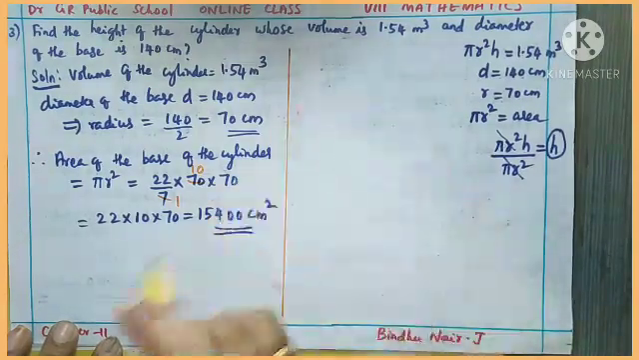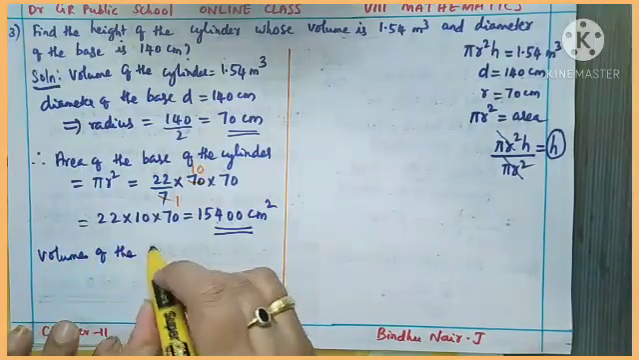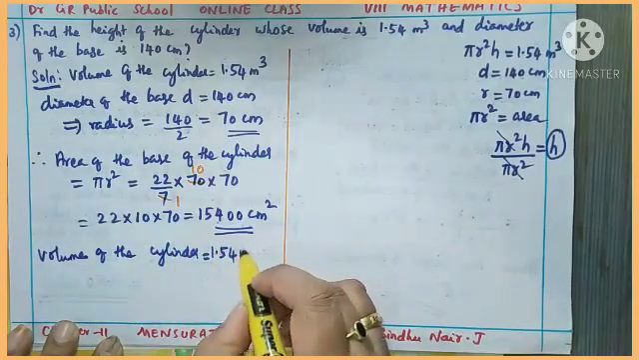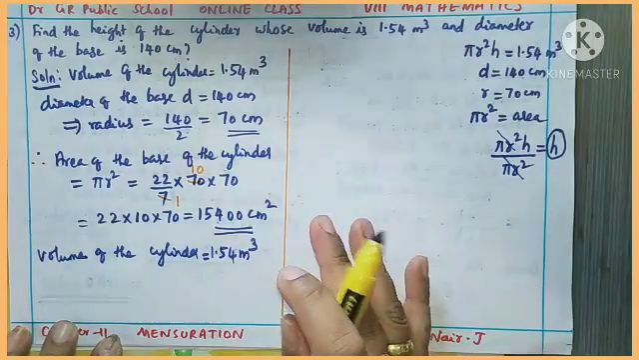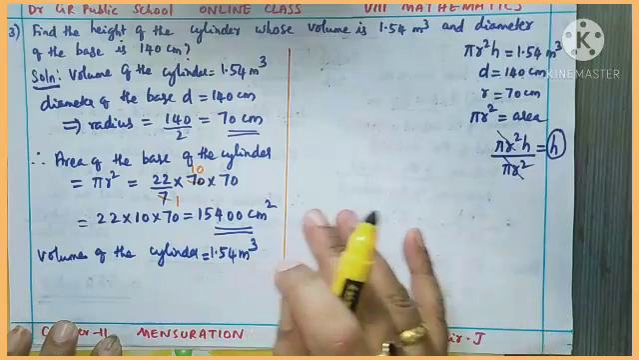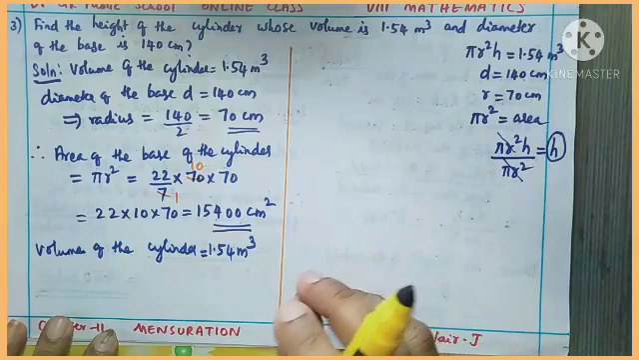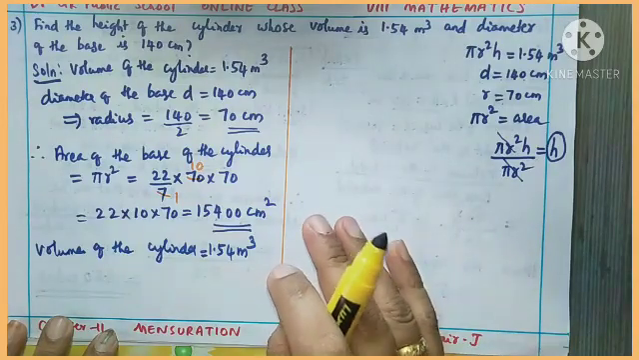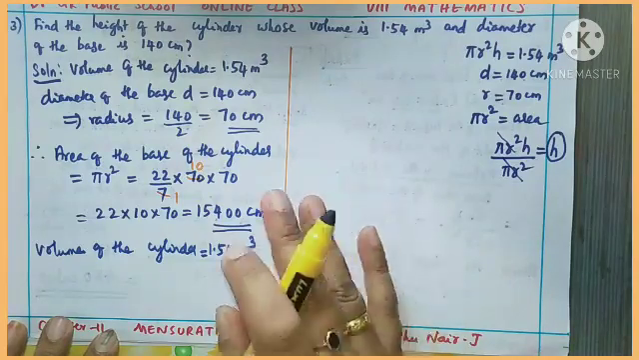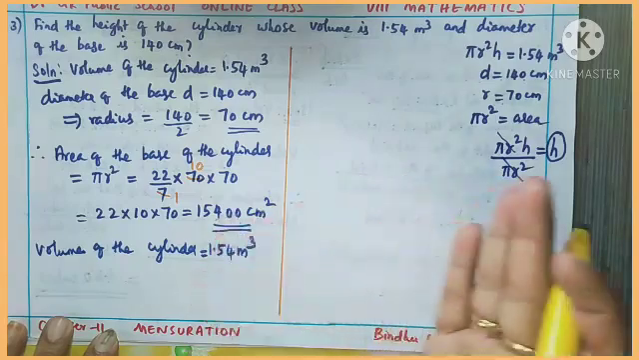Now we are coming to the volume. What is given? Volume of the cylinder is 1.54 meter cube. Now you come to an important point: whenever you are doing this type of problem, always notice that the units given in the measurement must be uniform. That is, you want to convert into the same unit, then only you can divide or multiply or do any calculation.